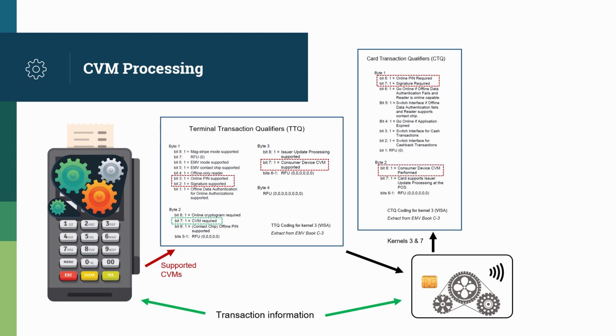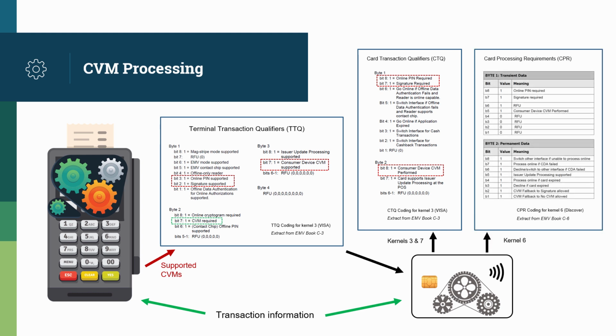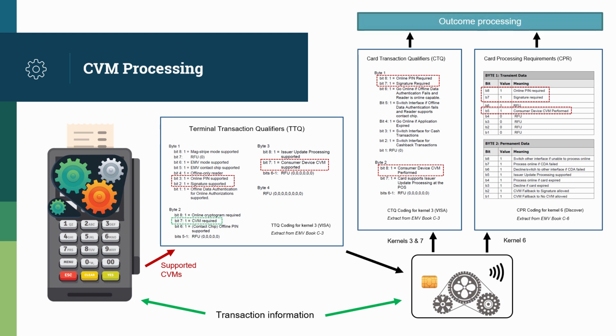If this were a consumer device instead of a card, it may also inform the reader that the cardholder was verified on the device. With kernel 6, the terminal would instead receive the card processing requirements from the card. And the process would be similar.